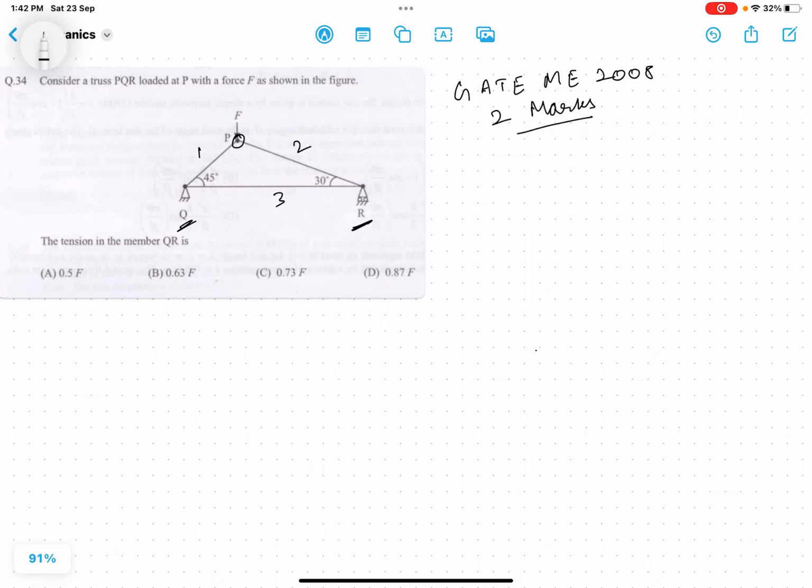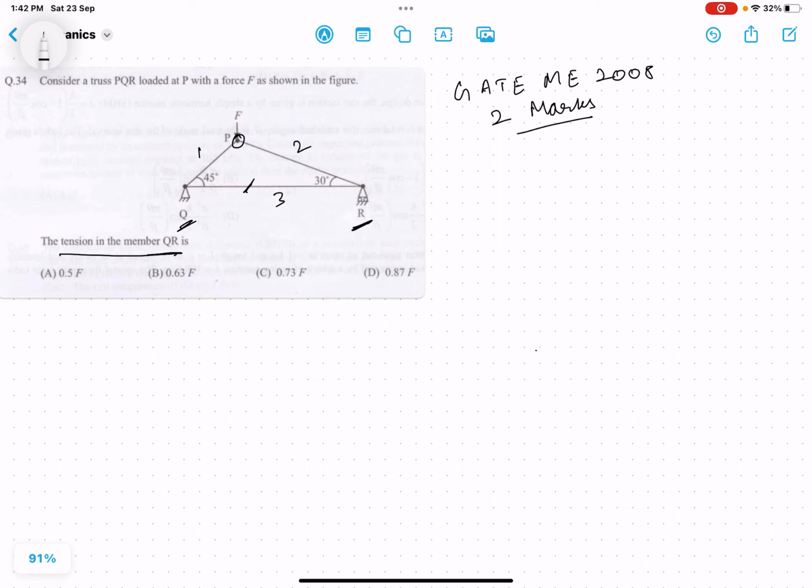So what we need to find out is the tension in member QR. So this is the member QR in which we need to find the tension. What we can find out first is the forces in members PQ and PR. Only then can we find the tension in member QR, because they are interrelated to each other.